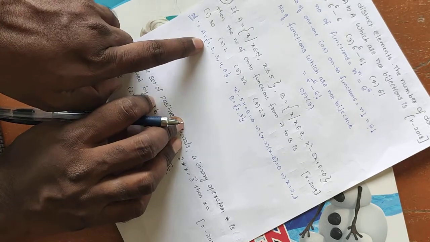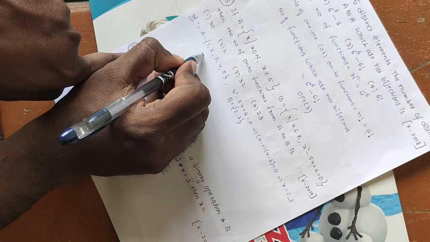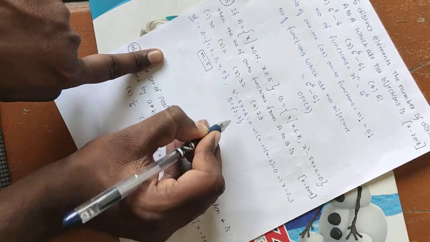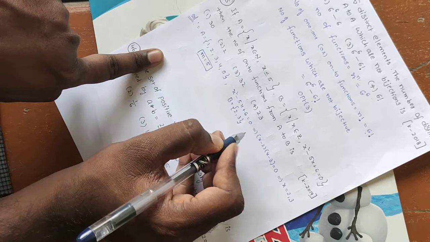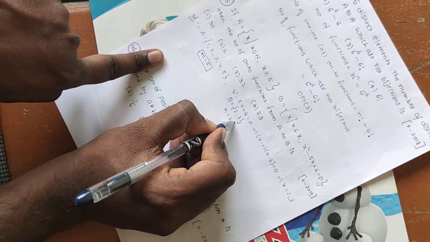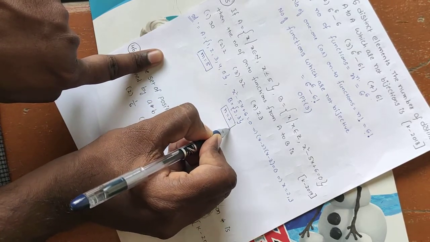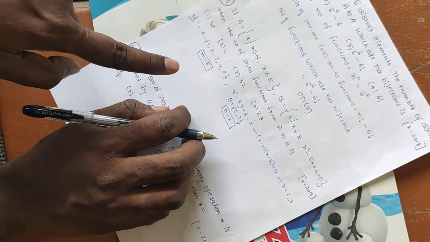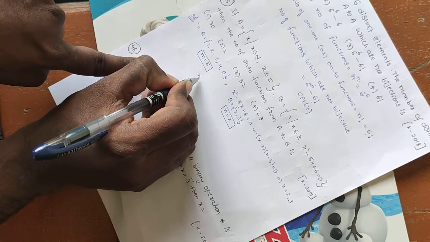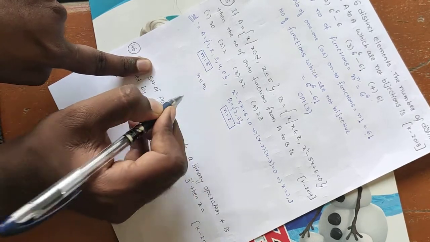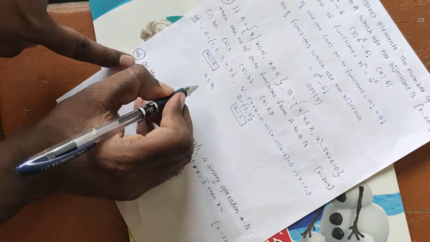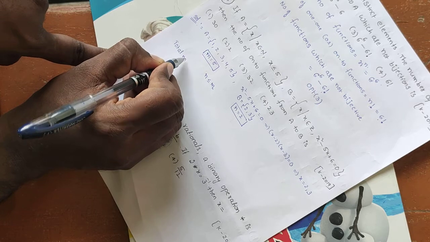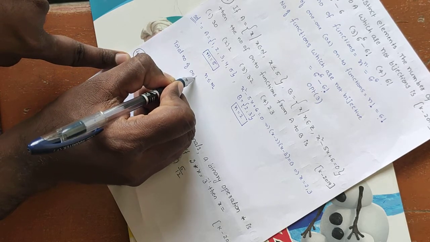Now, A contains 5 elements, that is m value is 5. B contains 2 elements, that is n value is 2. Here the m value is more, so the condition is n less than or equals to m. If n is less than or equals to m, therefore we find the total number of onto functions.